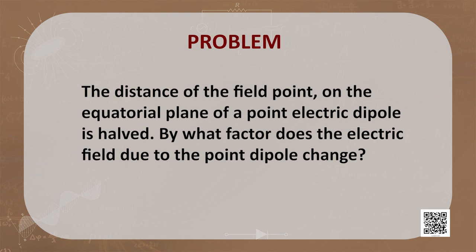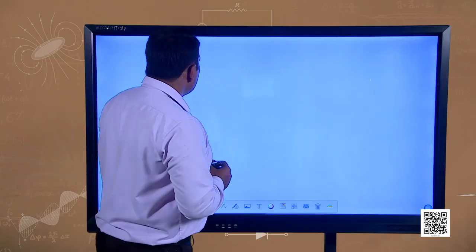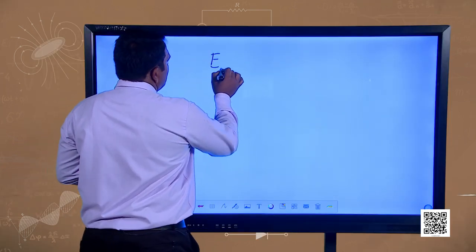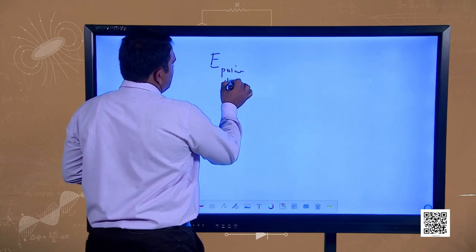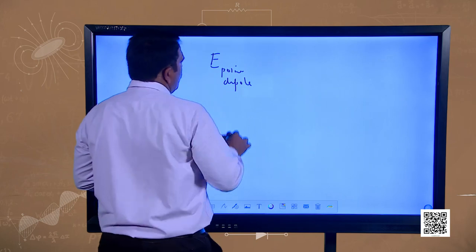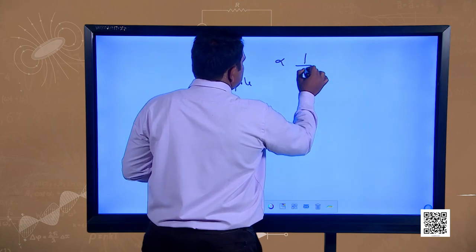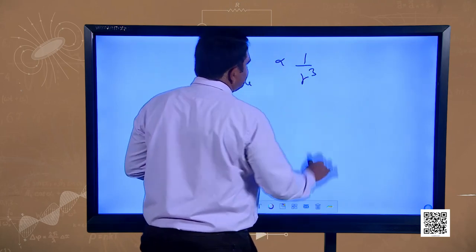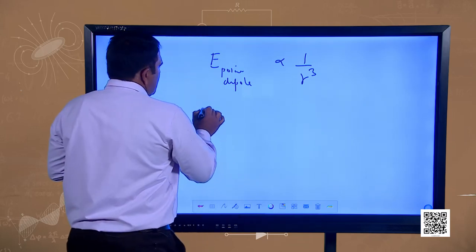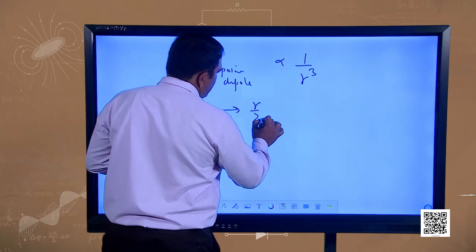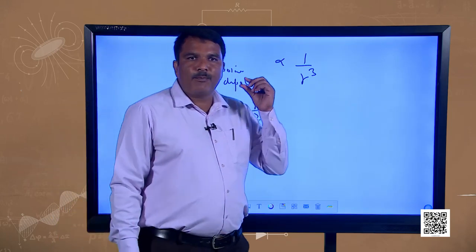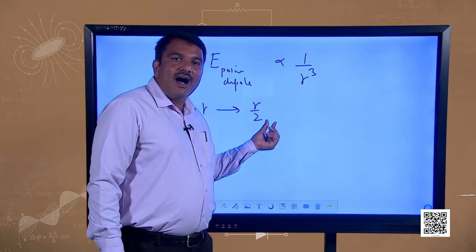The distance of the field point on the equatorial plane of a point electric dipole is halved. By what factor does the electric field due to the point dipole change? Now we know that electric field due to a point dipole on equatorial line or axial line is inversely proportional to r cube. In the given question, r changes to r by 2. The distance of the point is halved.